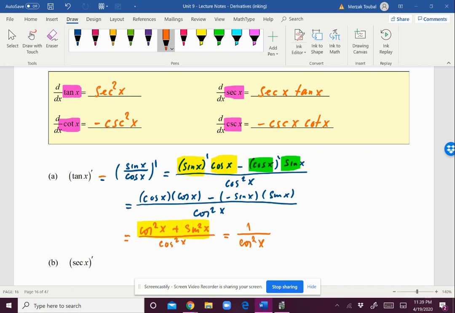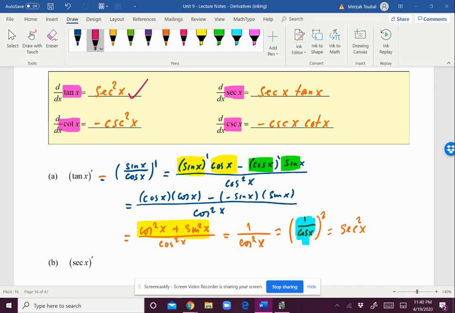And what is 1 over cosine squared? That's secant squared. Why? I can rewrite this expression as 1 over cosine squared. And 1 over cosine is secant. It means secant squared, because 1 over cosine is squared. And that verifies the first one. Derivative of tangent is secant squared.